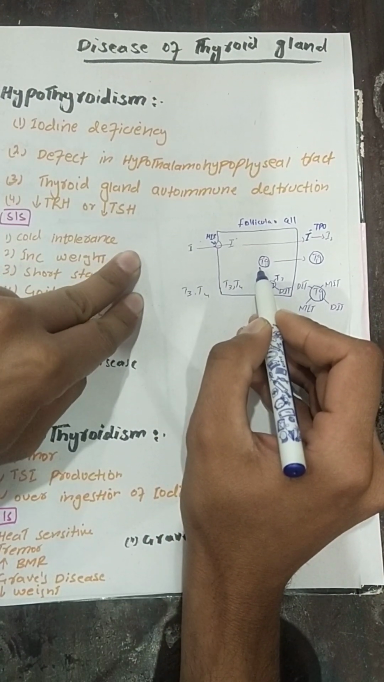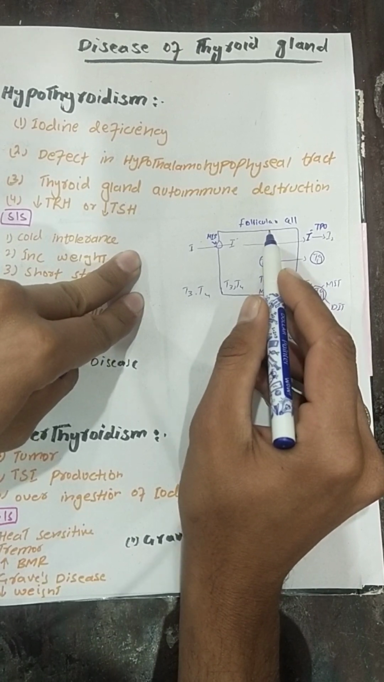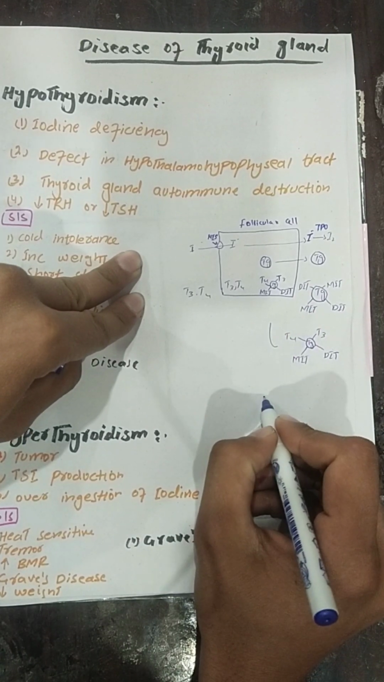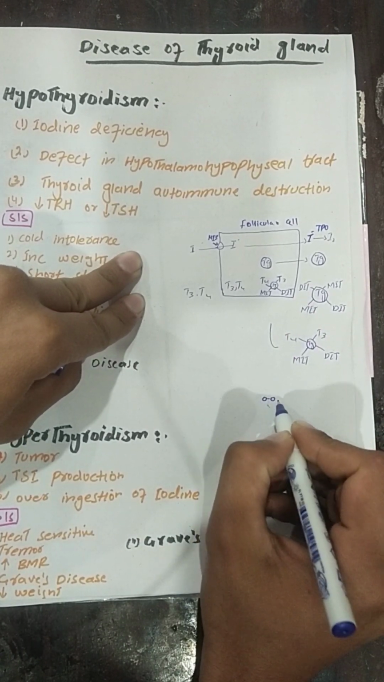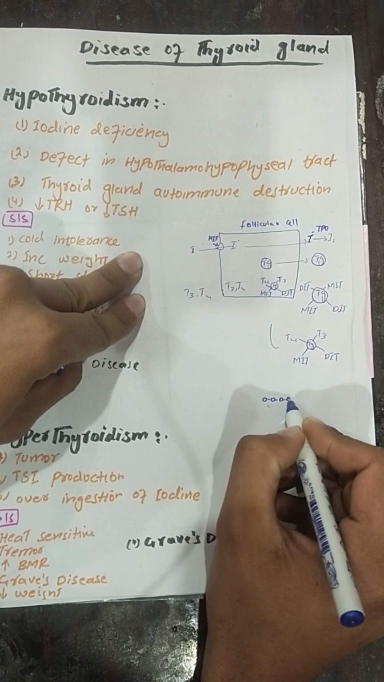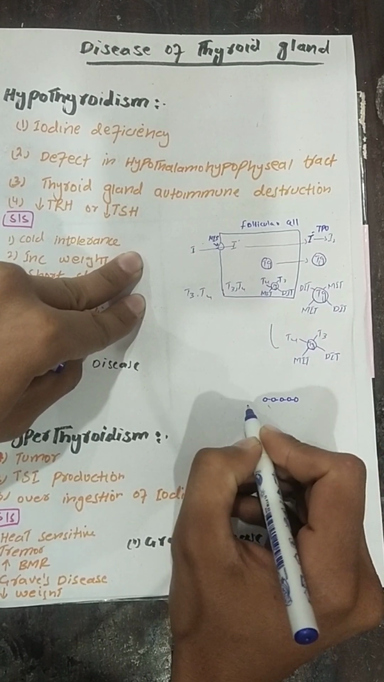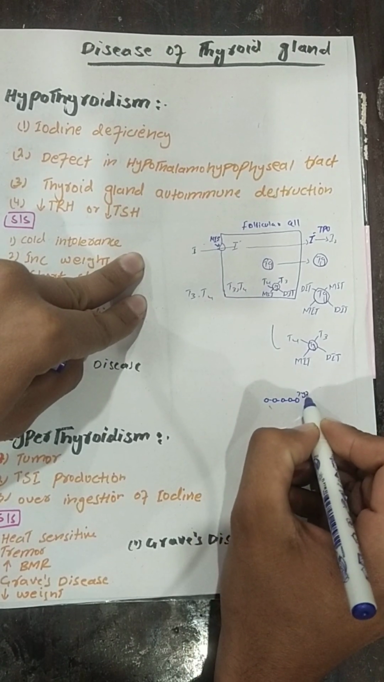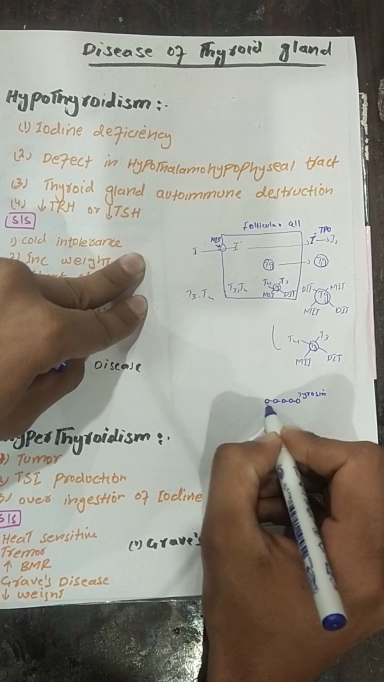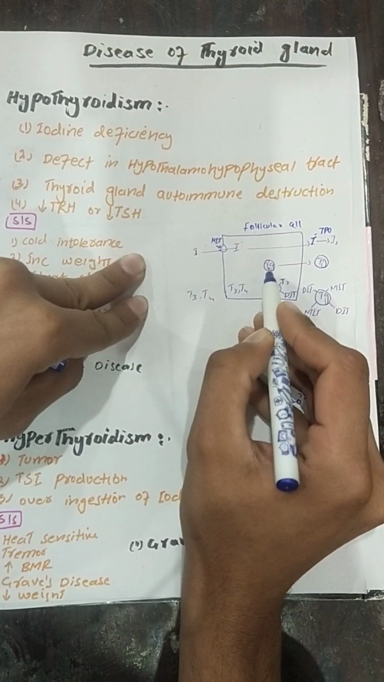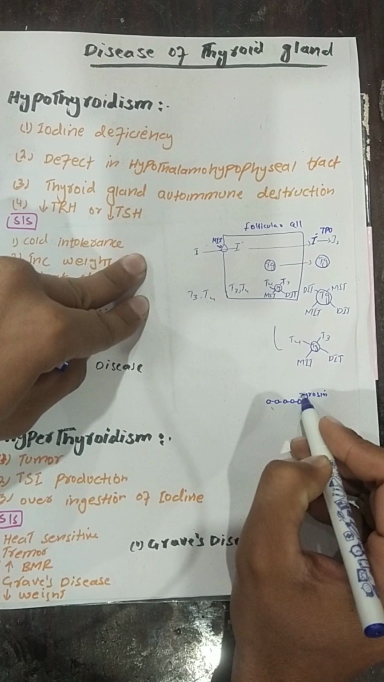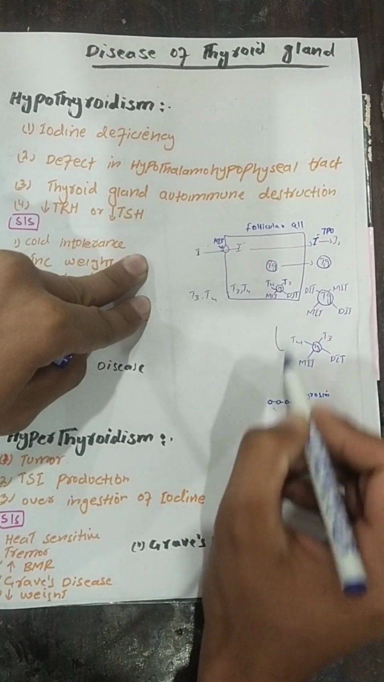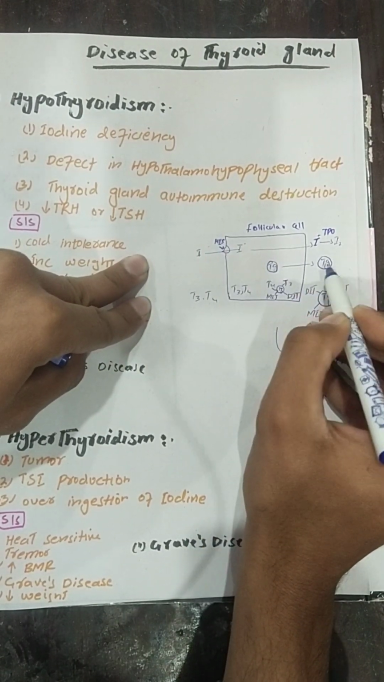Now skip this and come to this point. This is a protein which is present in the thyroid follicular cell. It is called thyroglobulin. You know that proteins are formed of amino acids. Different amino acids are combined with peptide linkage, and one of these amino acids is called tyrosine. So this whole protein is thyroglobulin, and it contains the amino acid tyrosine. Why am I telling you? Because tyrosine is the amino acid of thyroglobulin on which iodine will be attached.